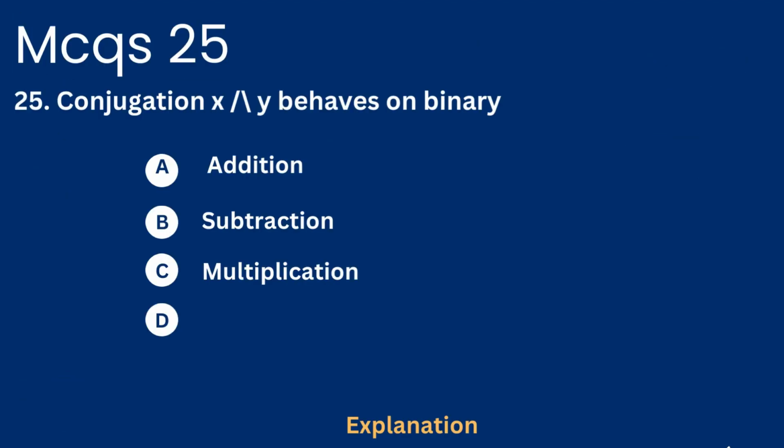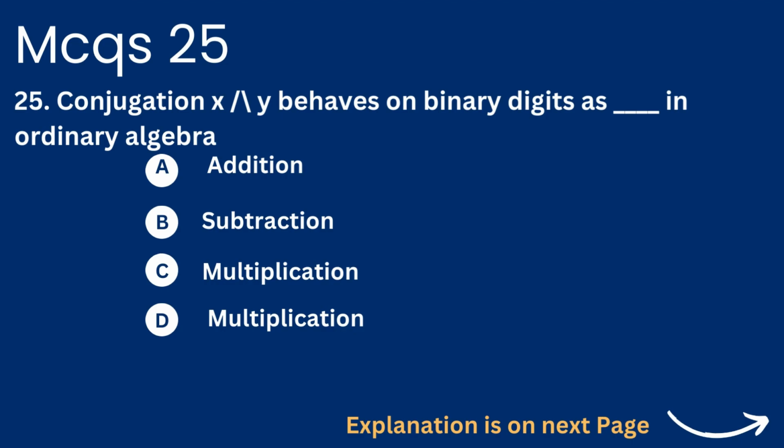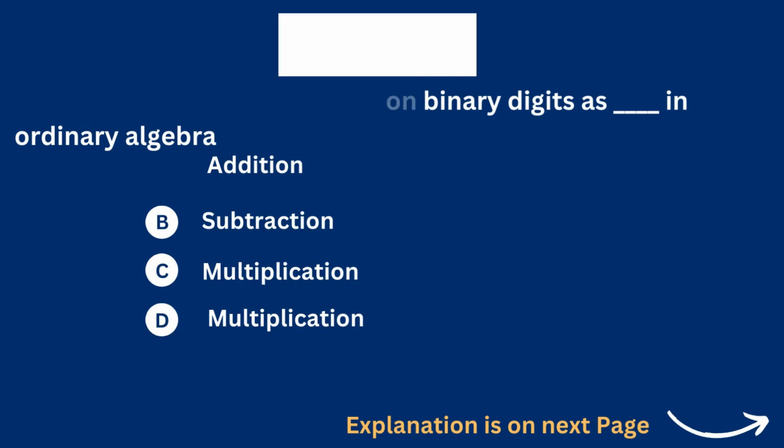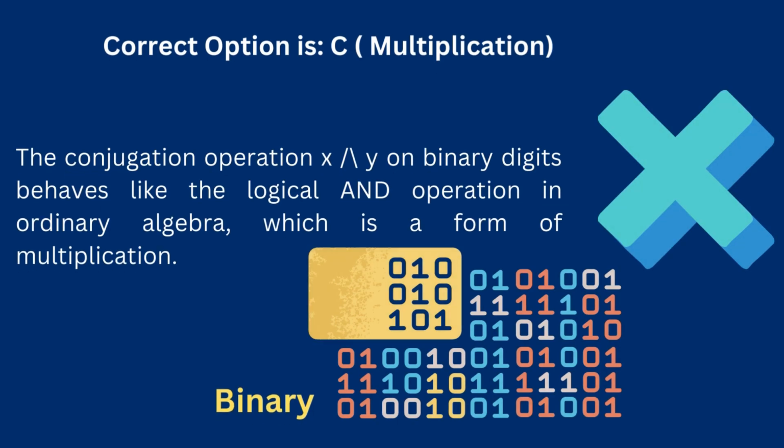Moving towards next MCQs. Conjunction X, Y behaves on binary digits like what in ordinary algebra? Option A is addition, option B is subtraction, option C is multiplication, option D is multiplication. So both options C and D are the same. So here the correct option is multiplication.